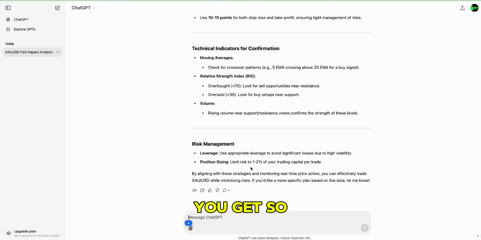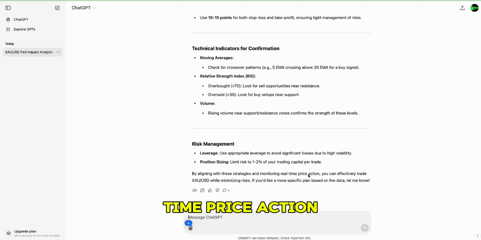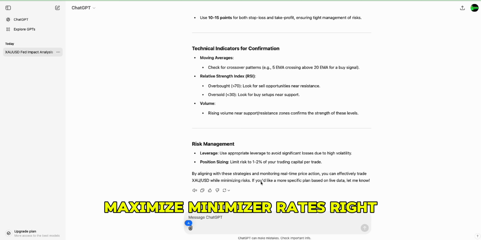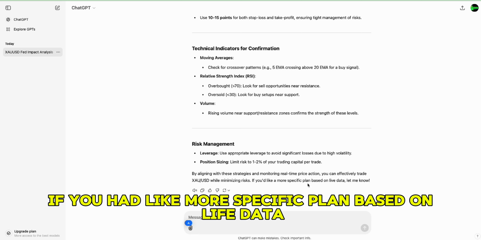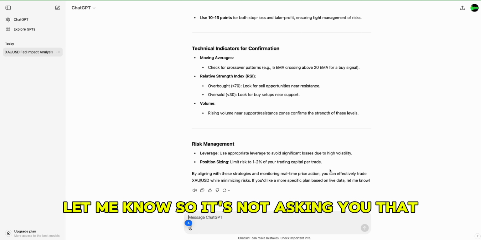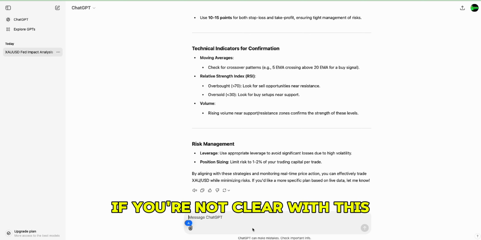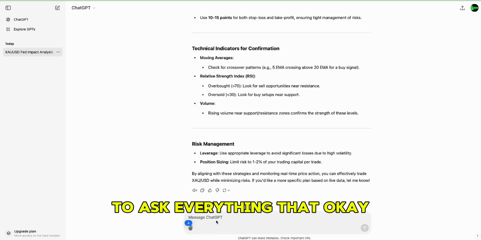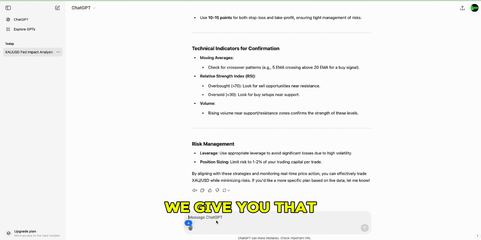So by aligning with these strategies and monitoring real-time price action, you can effectively trade XAUUSD while minimizing risks, right? And it's still asking if you would like a more specific plan based on live data, let me know. So you can continue asking ChatGPT. If you are not clear with this, you can still type more questions and say okay, I need more explanation on this. ChatGPT will give you that.